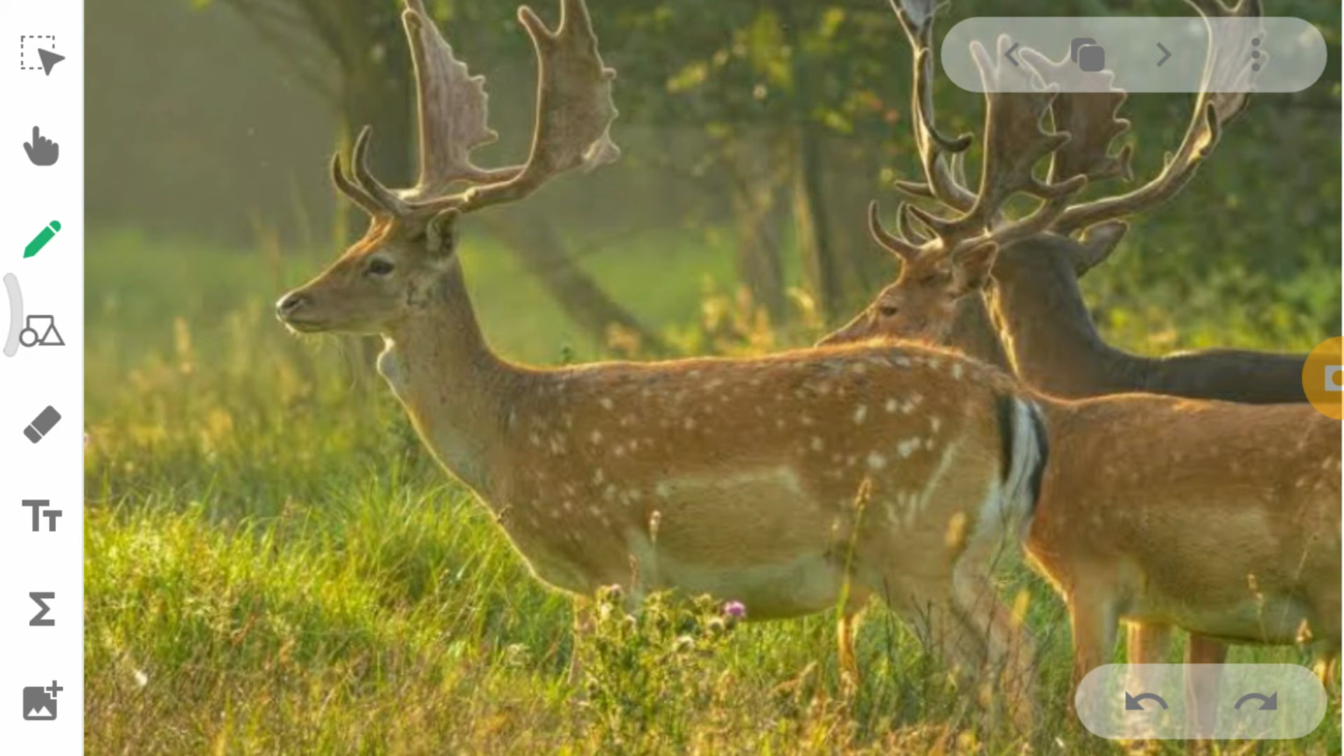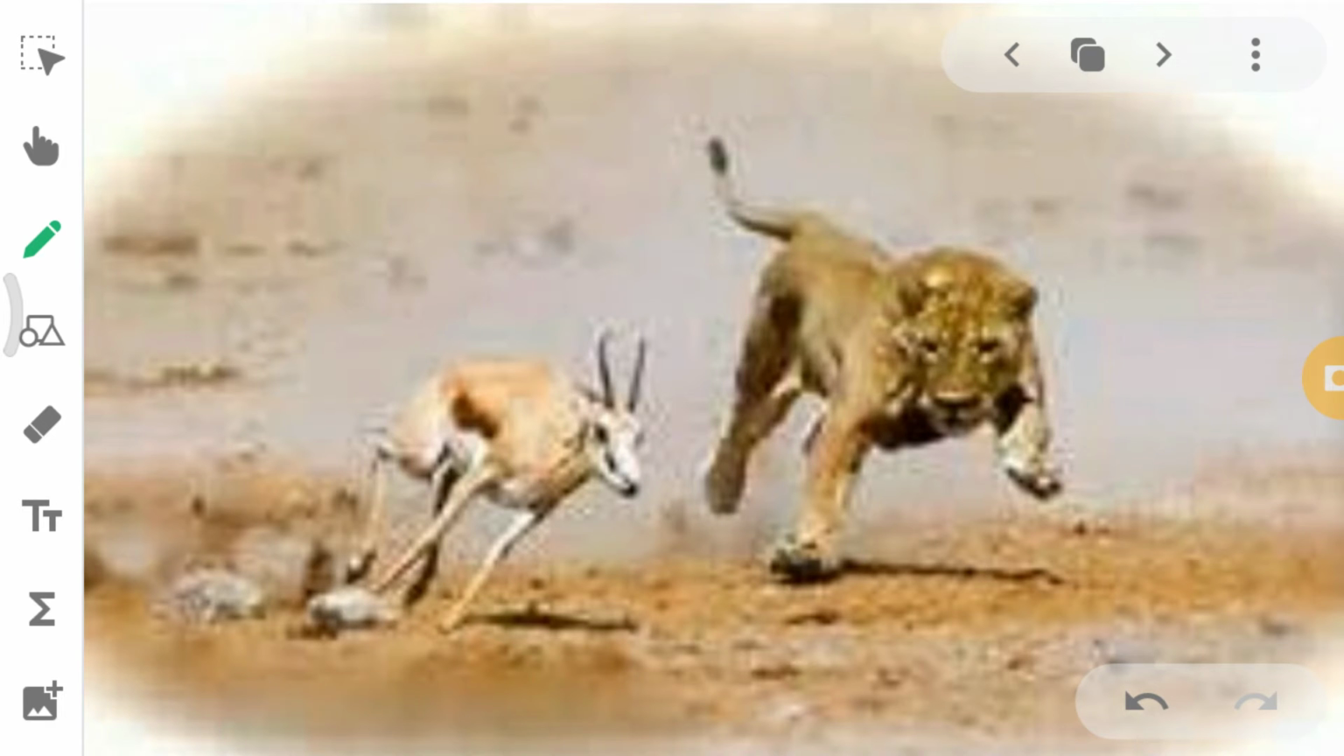Also, this deer has long ears to hear the movements of predators. The eyes on the side of its head allow it to look in all directions for danger. The speed of the deer helps it to run away from predators. There are many other features of a lion, a deer, or other animals and plants that help them to survive in their habitats.